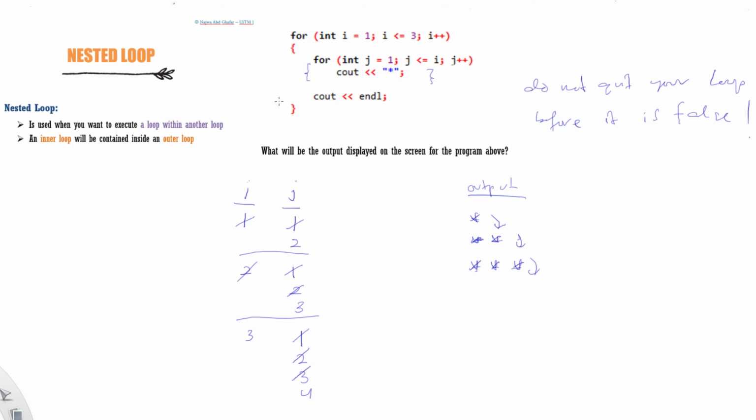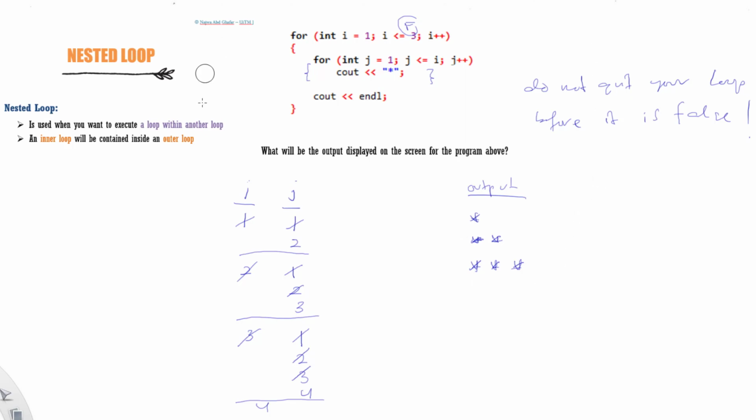Okay, then it will go back up. So when it goes back up, i plus plus now becomes 4. Is 4 less than or equal to 3? False. So meaning that this loop is also false. So we will stop this loop. So there's nothing inside there. Okay, afterwards, that is the end. So we know that the output for this program is star, then you have next line star star, next line star star star.